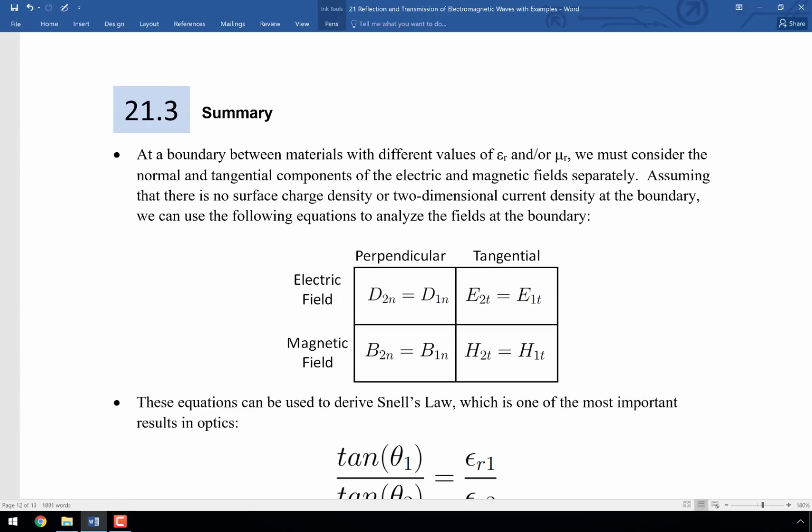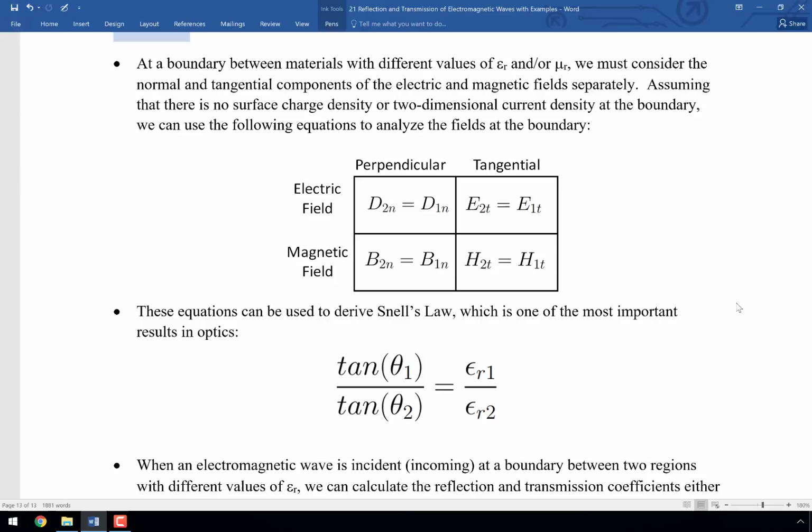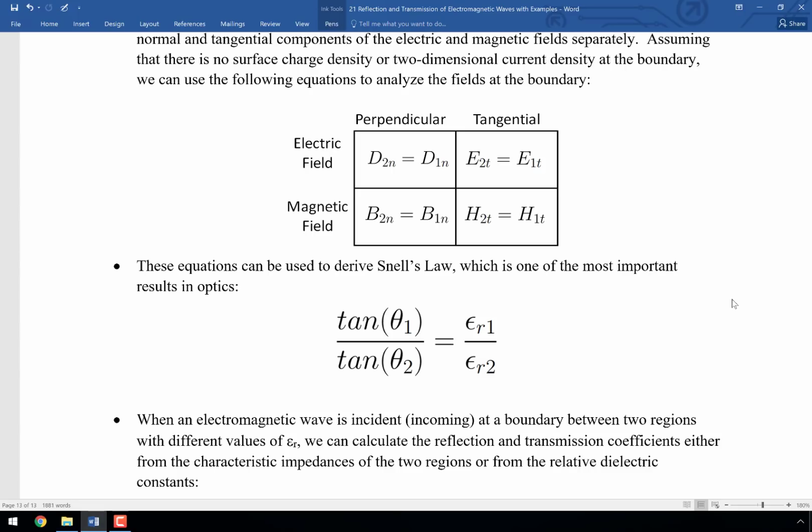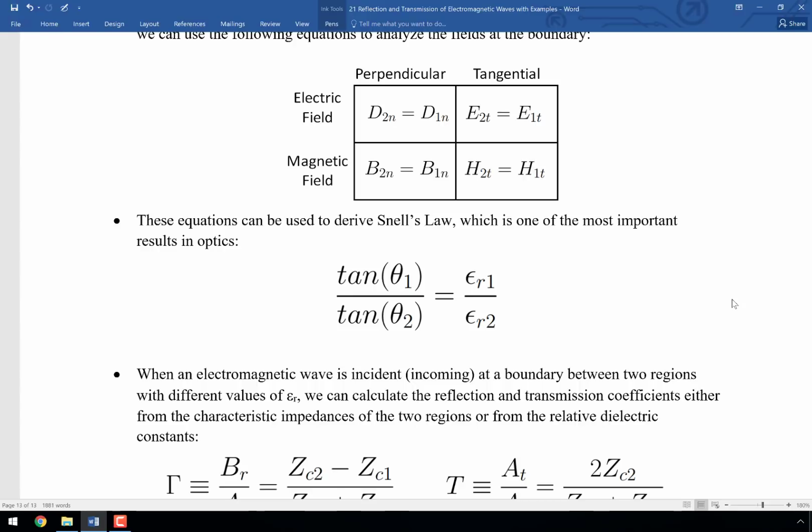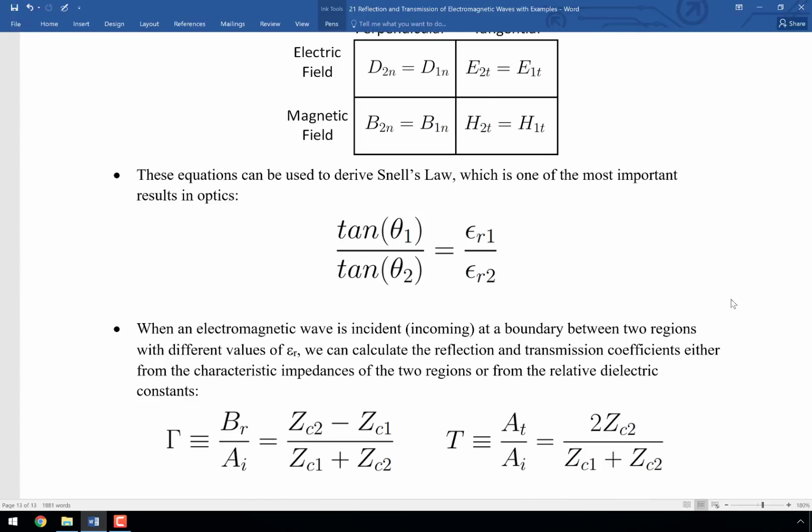So, summary for today. At a boundary between materials with different values of epsilon r and or mu sub r, we have to consider the normal and tangential components separately. And we have to consider the electric and magnetic fields separately. If we assume that there's no surface charge density or two-dimensional current density, those are important assumptions, but very reasonable ones, then we end up with a table that shows which of the variables is continuous across the boundaries. We can use those relationships to derive Snell's law, which is misnamed.